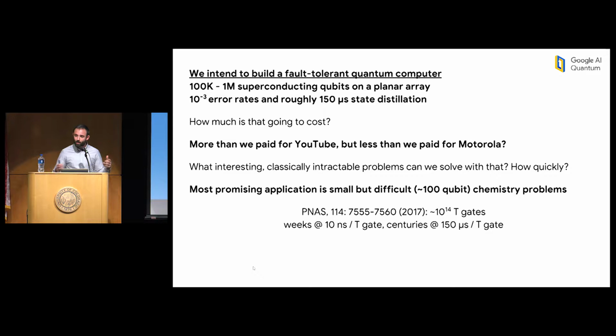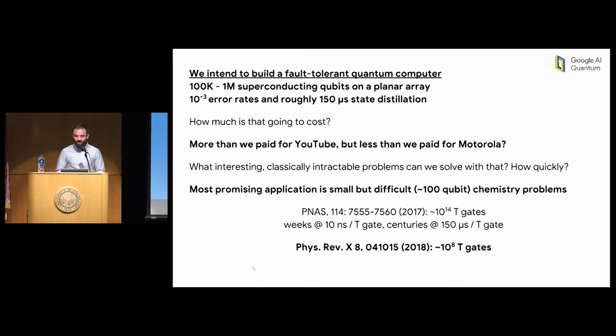So the authors of that paper had in mind that they might have a topological device, and if they were to try to have a particularly small device with just one factory for distillation, they had in mind that this topological device could do state distillation in 10 nanoseconds. And with those numbers, you could do this in maybe weeks. But for the architecture we have in mind, state distillation would take 150 microseconds, and so that algorithm would take us centuries. So it just wouldn't be practical for us.